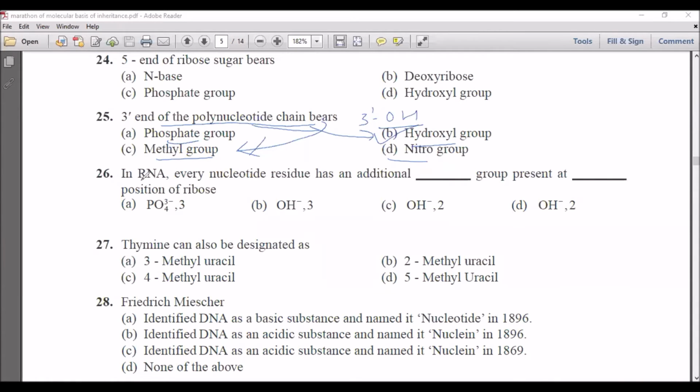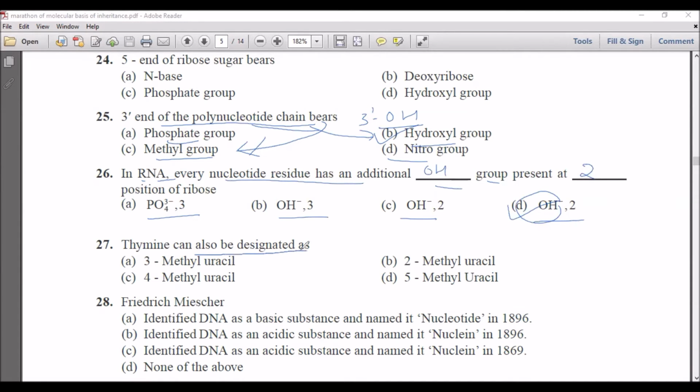Now, next question is, in RNA, every nucleotide residue has an additional group present at position of ribose. The options are phosphate and 3, OH 3, OH minus 2, and OH and 2. So in RNA, we know that every nucleotide residue has an additional OH group, and it is present at the second position. So D is the correct answer.